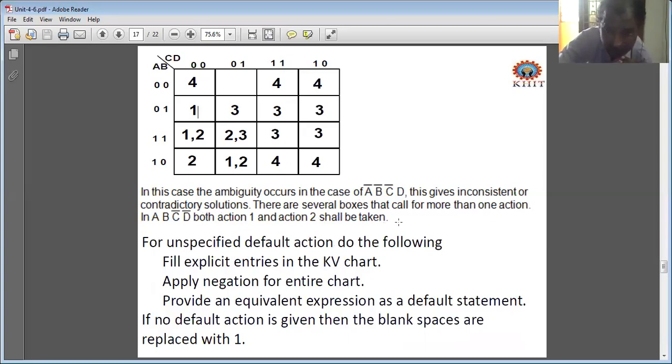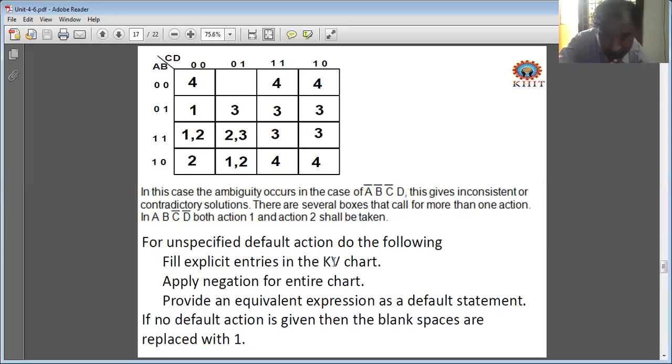There are several boxes that call for more than one action. In AB C bar D bar, here 1, 2. So in ABC, both action 1 and action 2 shall be taken. But contradictory or inconsistent means wherever there is no entry space, there is no entry. This gives the inconsistent or contradictory. But in some cases, action 1 and action 2 both shall be taken.